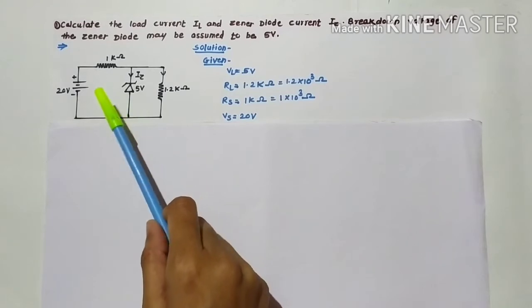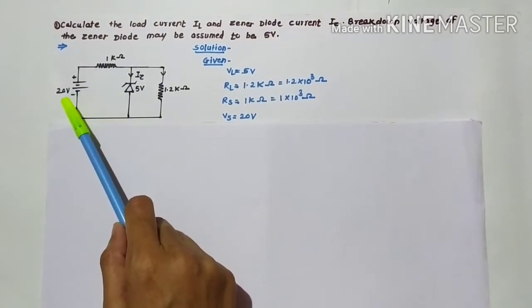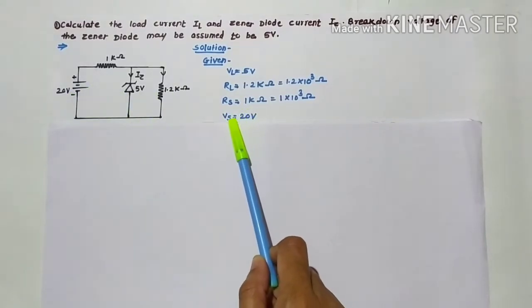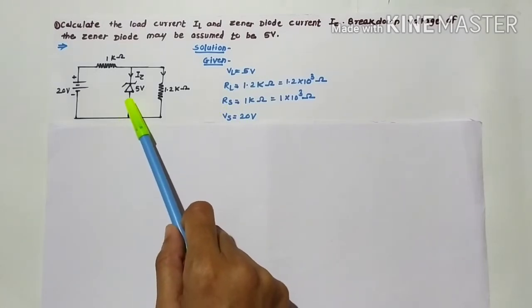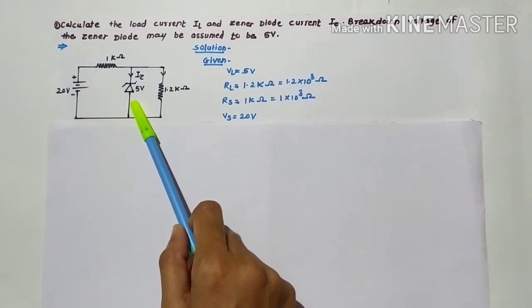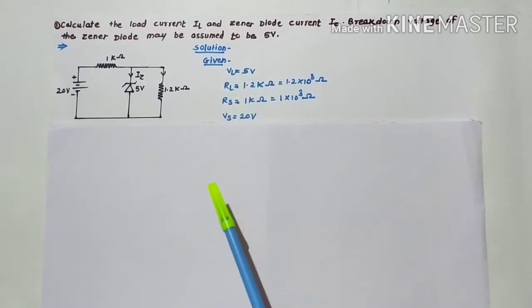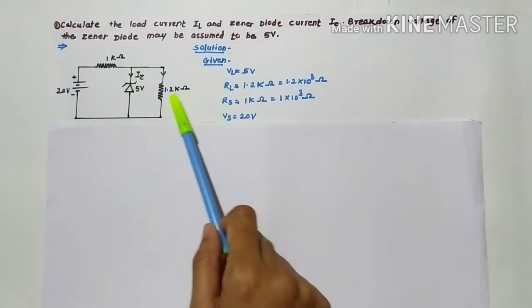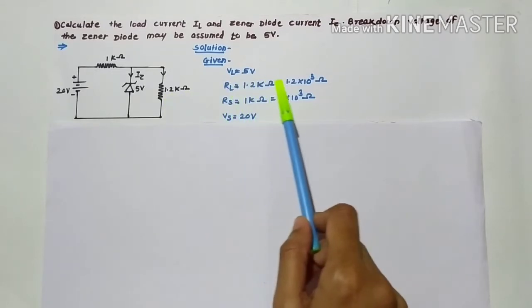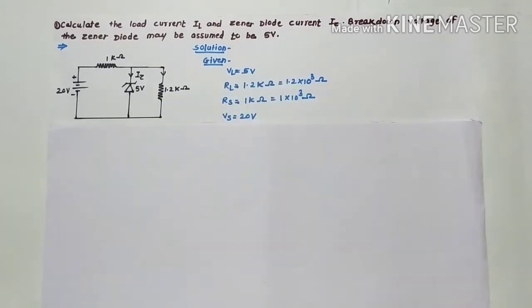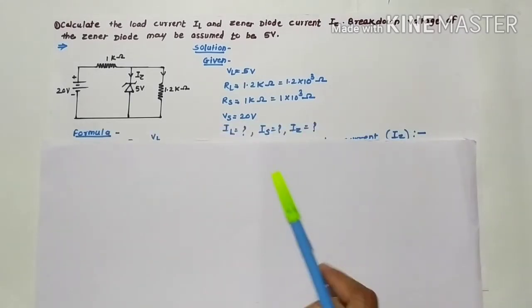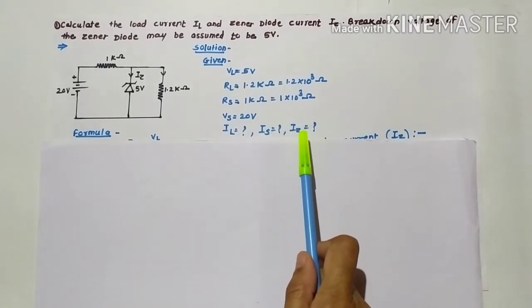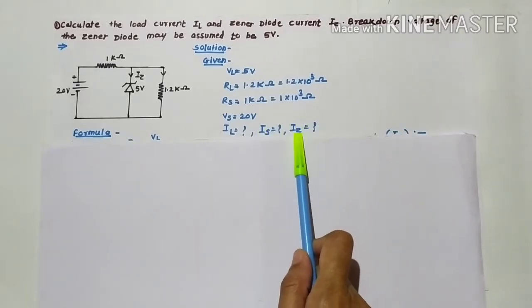Here this is 20 volt, VS. This 5 volt is given here, VL. 1 kilo ohm is the value of RS, while 1.2 kilo ohm is the value of the load resistance. Now what do we have to find out? We have to find the value of IL, then IS, and at last IZ.